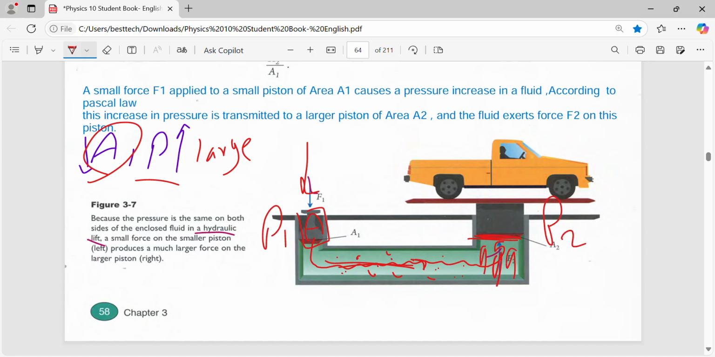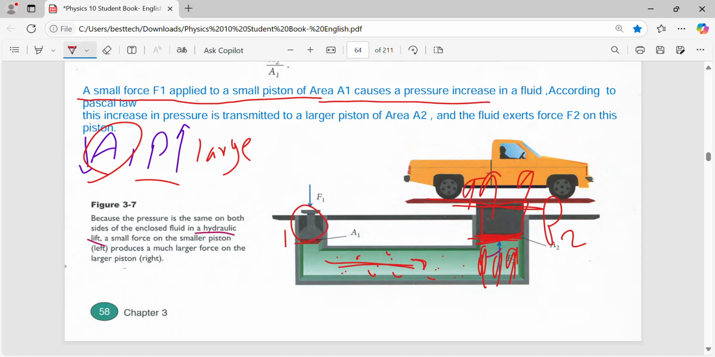Because we have a large pressure here, it can exert a force on this large piston. So this large piston makes the cars lift and go up. This process is called Pascal's principle. Guys, here it's all written. A small force F1 applied to a small piston causes the pressure to increase, and we get a large pressure.